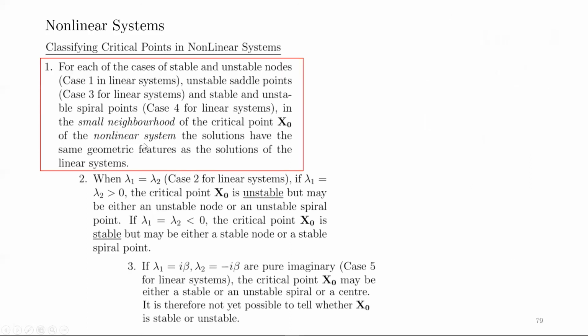Of course that was coming from the fact that for stable and unstable nodes, unstable saddle points, and stable and unstable spiral points, for nonlinear systems, the eigenvalues of the Jacobian give you the same results as for the linear system. But now we should look into some of the other 2 cases. Okay, so let's see what we've got.